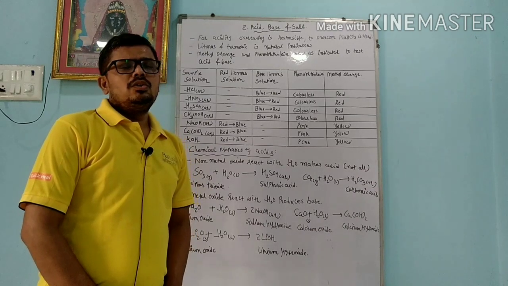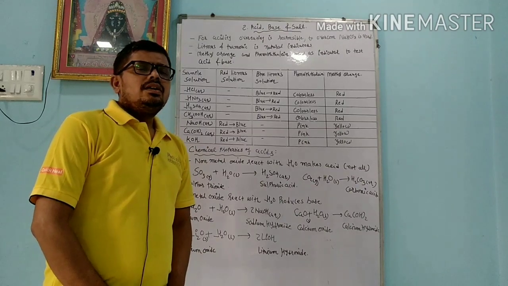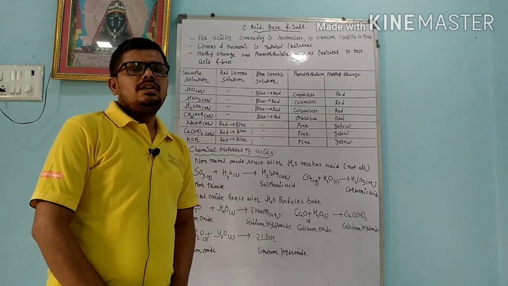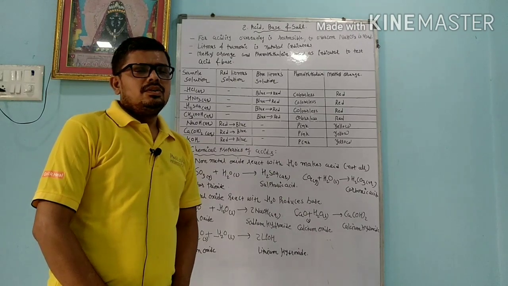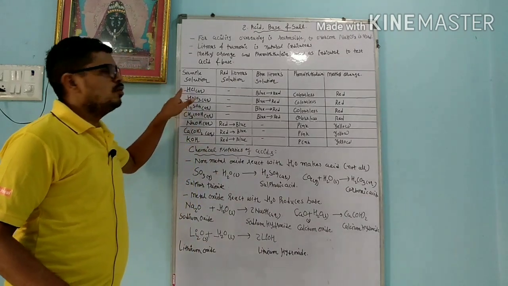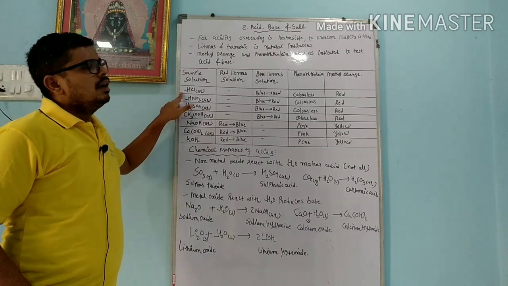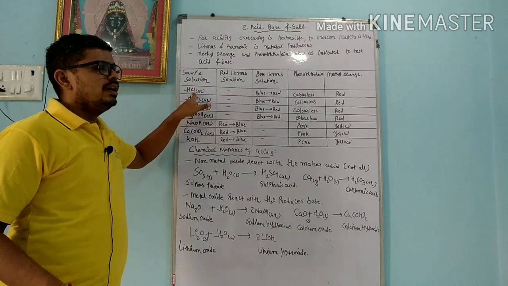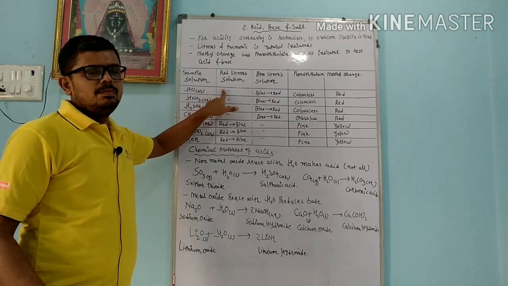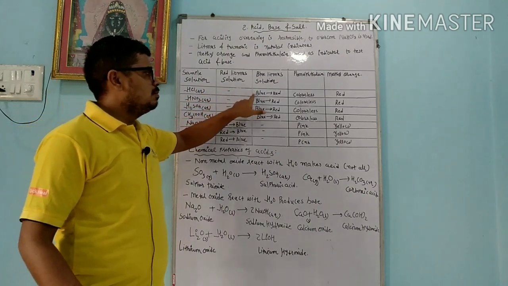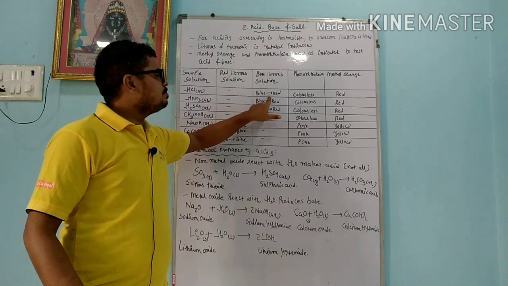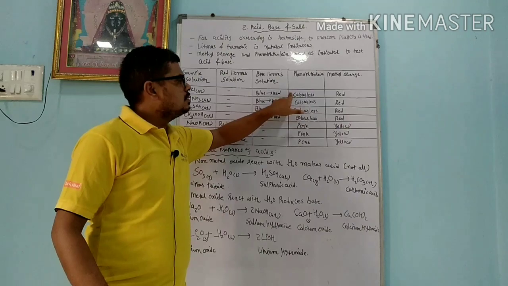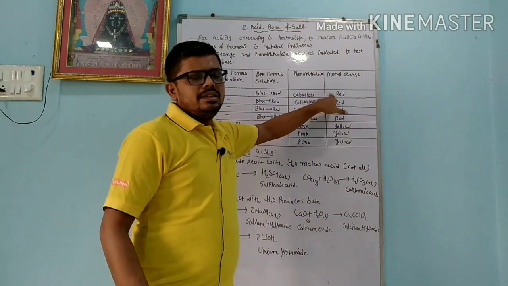Dear student, we are going to learn the effect of acid and base on methyl orange, phenolphthalein and litmus paper. First compound we will take is hydrochloric acid. Hydrochloric acid does not change red litmus paper blue, but it changes blue litmus paper red. In phenolphthalein it is colorless. In methyl orange it is red in color.